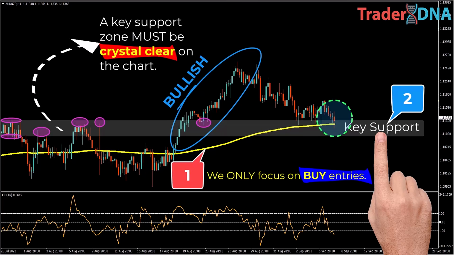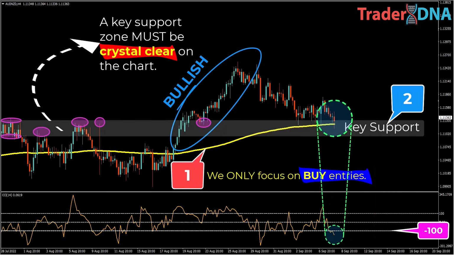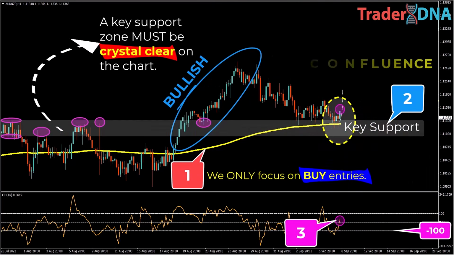At the same time we're watching the CCI indicator, it must dip below the -100 level. And here's the catch. The dip in CCI must line up with price hitting the key support zone. That's the magic combo. And then boom, it all flips. Price bounces upward, the CCI rockets back above -100, and the market explodes off that support zone. That's our perfect buy signal.